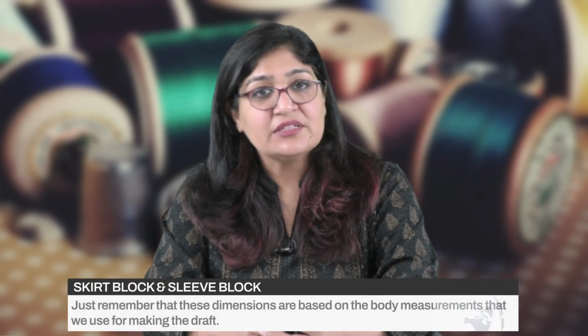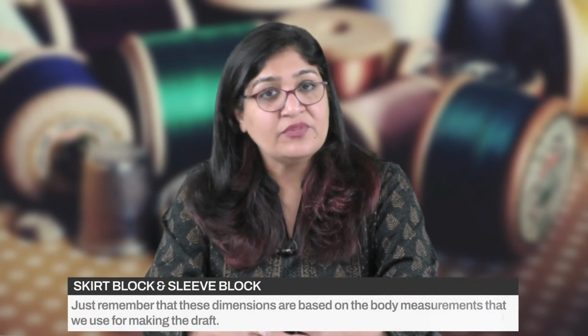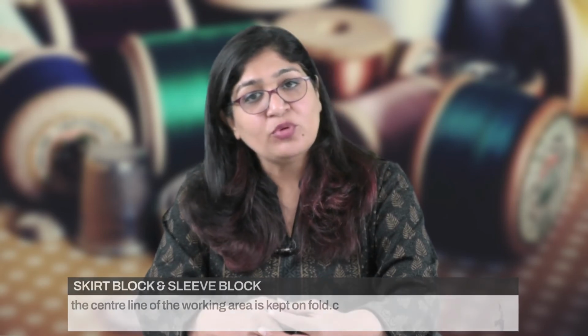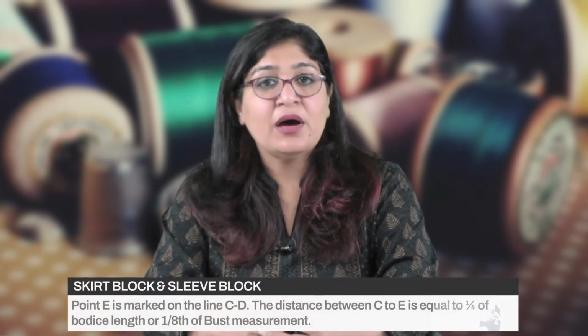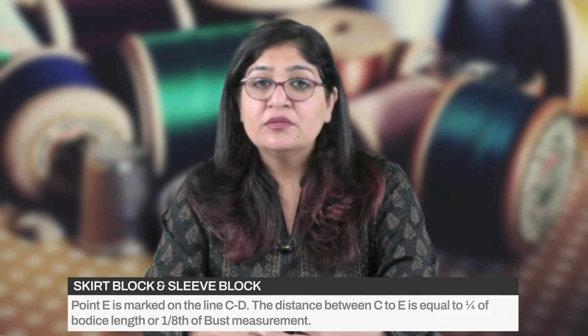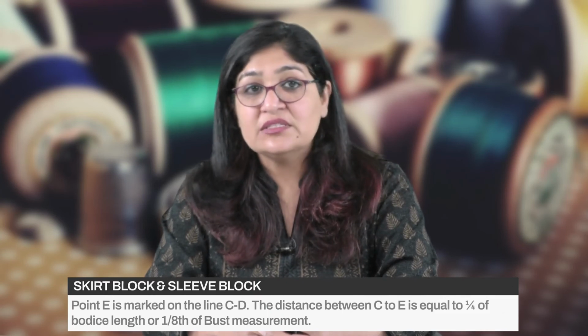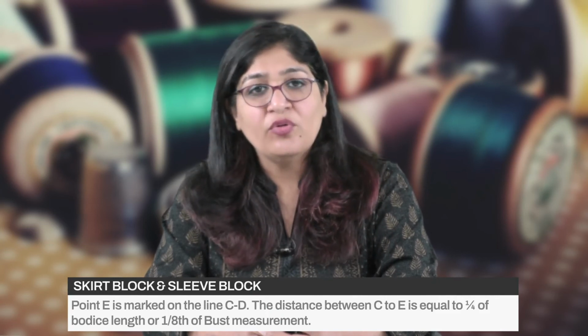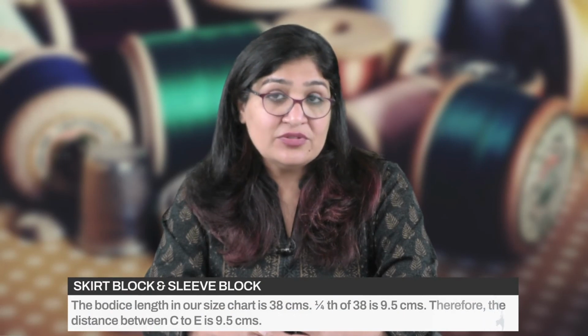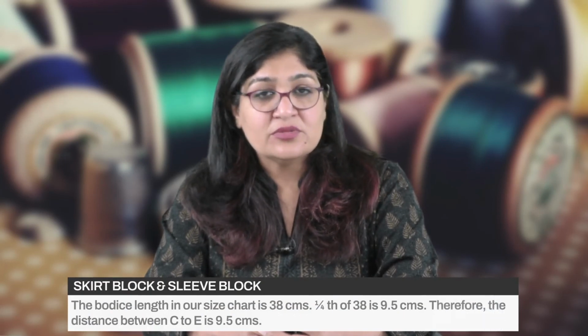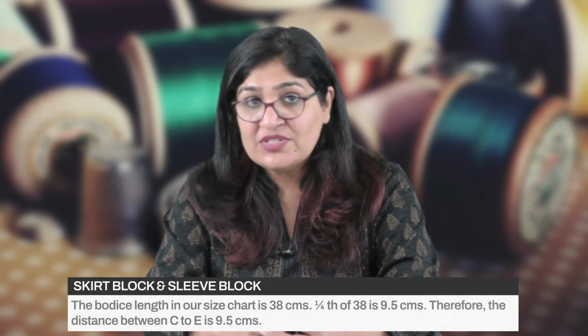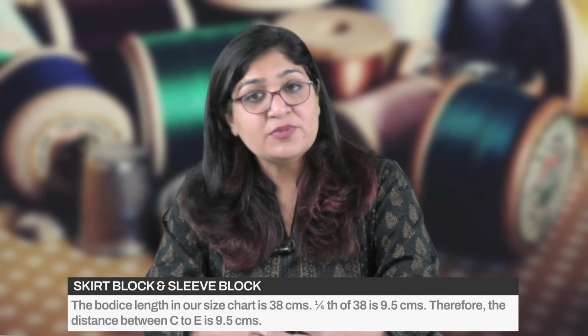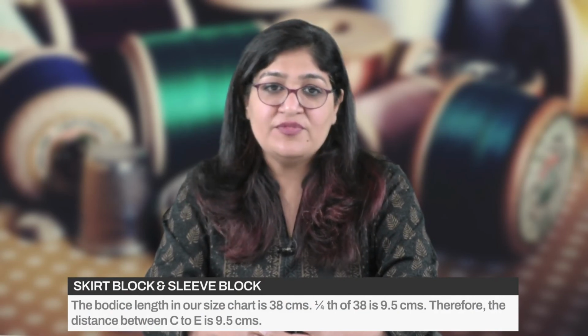Just remember that these dimensions are based on the body measurements that we use for making the draft. The center line of the working area is kept on fold. Point E is marked on the line C to D. The distance between C to E is equal to 1/4 of bodice length or 1/8 of bust measurement. The bodice length in our size chart is 38 centimeters. So 1/4 of 38 is 9.5 centimeters. Therefore, the distance between C to E is 9.5 centimeters.